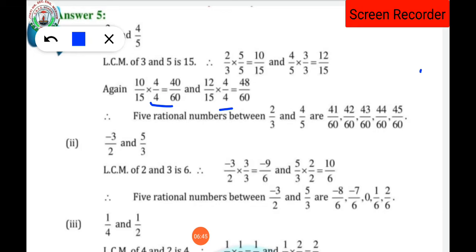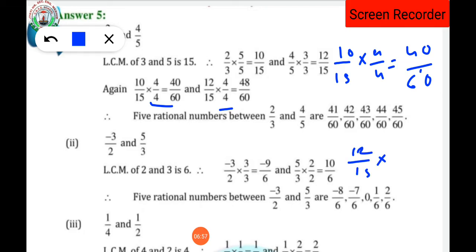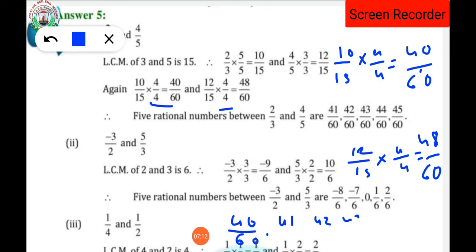So here when we see that 10 upon 15 is going to be multiplied with 4, we will get the number 40 upon 60, and in the same way when 12 upon 15 is multiplied with 4, numerator and denominator both, we will get 48 upon 60. Now between 40 upon 60 and 48 upon 60, how many rational numbers will be there? 41, 42, 43, 44, 45, 46, 47, then 48 upon 60. The whole denominator 60 will be there, isn't it?